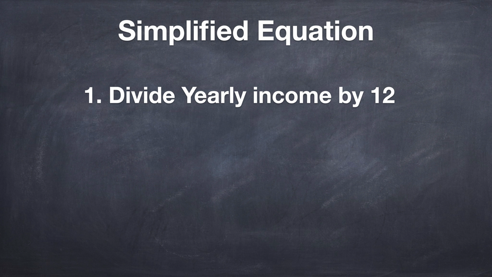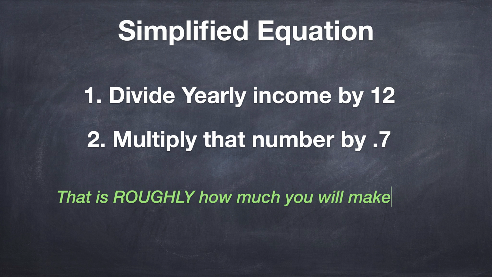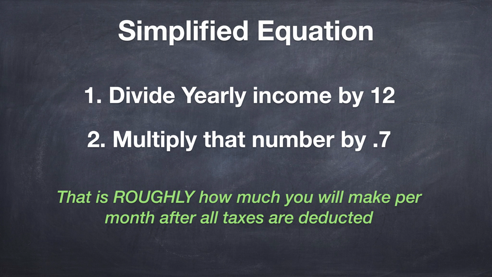And then once you have divided it by 12, the second step is you're just going to multiply that number by 0.7. And 0.7 represents that you keep 70% of the paycheck because, again, you are subtracting 30%, which is deducted for taxes. And so when it comes to the money that you actually see and the money that actually goes into your bank, it's only 70% of the paycheck. So that's what the 0.7 number represents. So if you do this simplified equation, that is going to be roughly how much money you will make per month after all taxes are deducted.